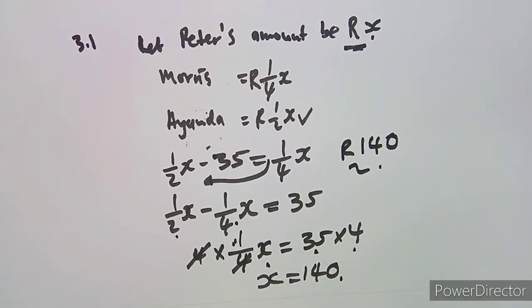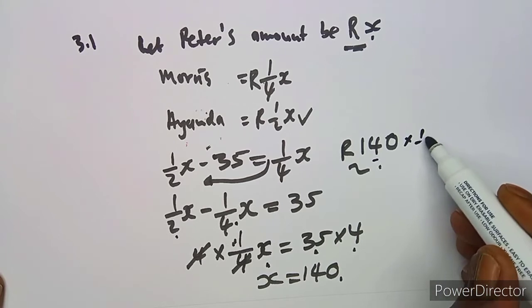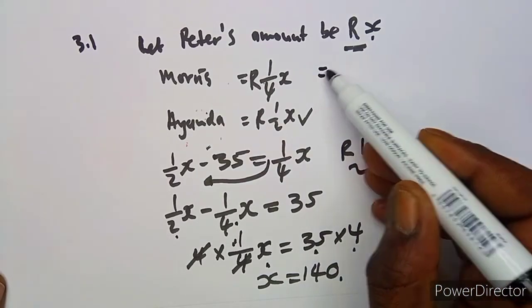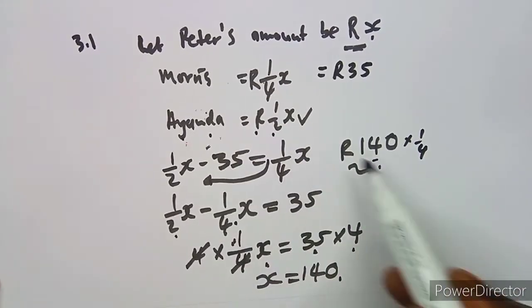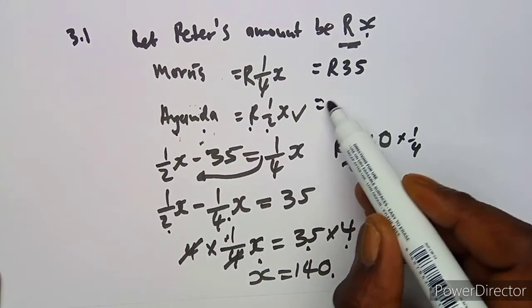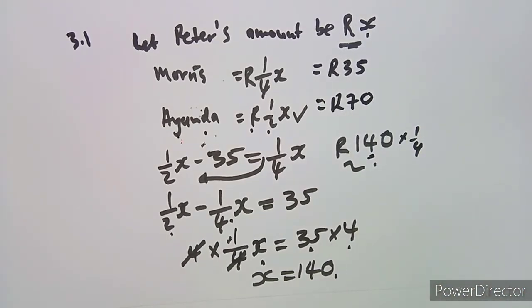Now let's put it this way. If we find 1 over 4 of that amount, if we multiply 1 over 4 times 140, because that is the amount for Morris, you are going to obtain 35 rand. And for Ayanda it's half, and if you multiply 140 by half, you are going to obtain 70 rand.